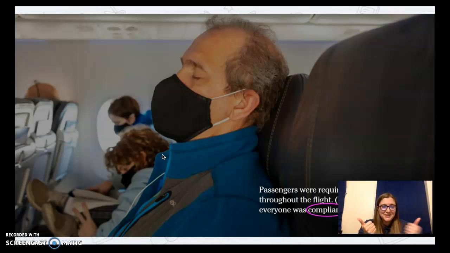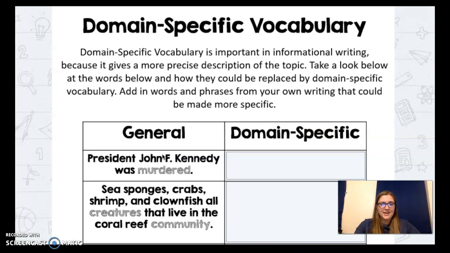All right, how you guys doing? Let's take a look at some more examples. Okay, so just to remind us, domain-specific vocabulary is important in informational writing. It gives a more precise description of our topic. Now we're going to look at these words below, and we're going to try to figure out how we can replace these words with some more specific words.